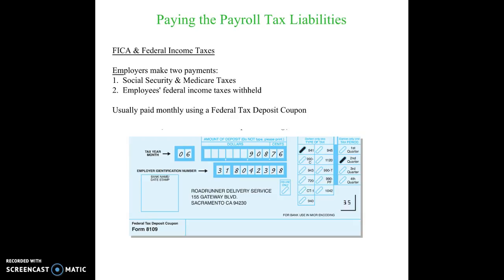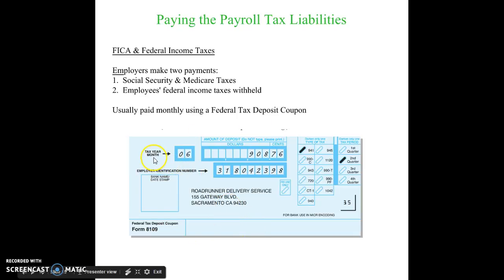So, FICA and federal income taxes. Employers are going to make two payments. They will make one payment for the Social Security and Medicare taxes, and then also another payment for employee federal income taxes that have been withheld. These are usually paid on a monthly basis using the federal tax deposit coupon, which here's an illustration right here.